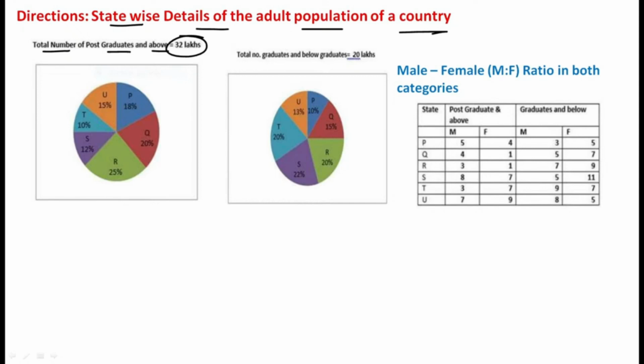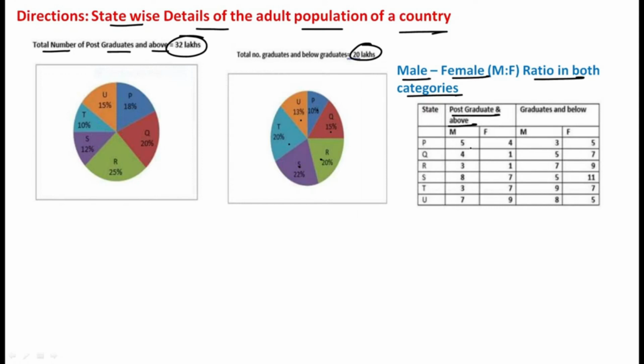And the number of graduates and below is 20 lakhs. The respective states are P, Q, R, S, T, with percentages 18, 20, 25, 12, 10, 15. Again 10, 15, 20, 22, 20, and 30. And there is information on the male to female ratio in both the categories.